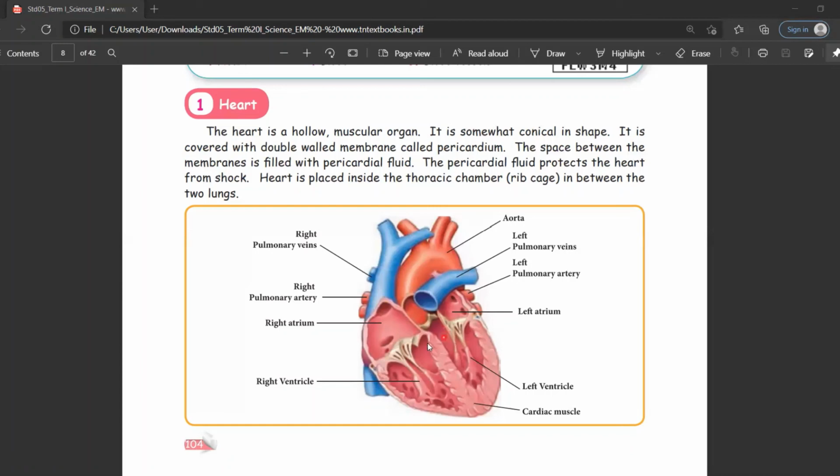Let's see the parts of the heart. Right pulmonary vein, right pulmonary artery, right atrium, right ventricle. Here this is called the aorta, left pulmonary veins, left pulmonary artery, left atrium, left ventricle. This is cardiac muscle. Okay children, this is about the heart.